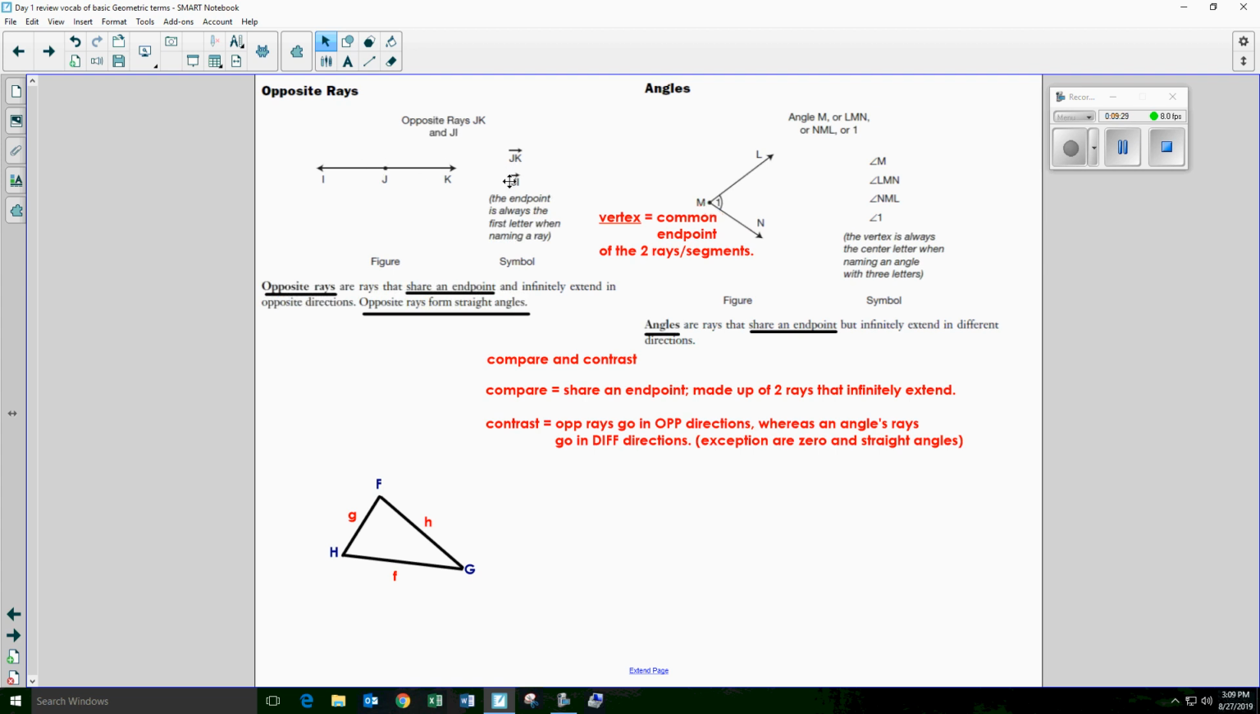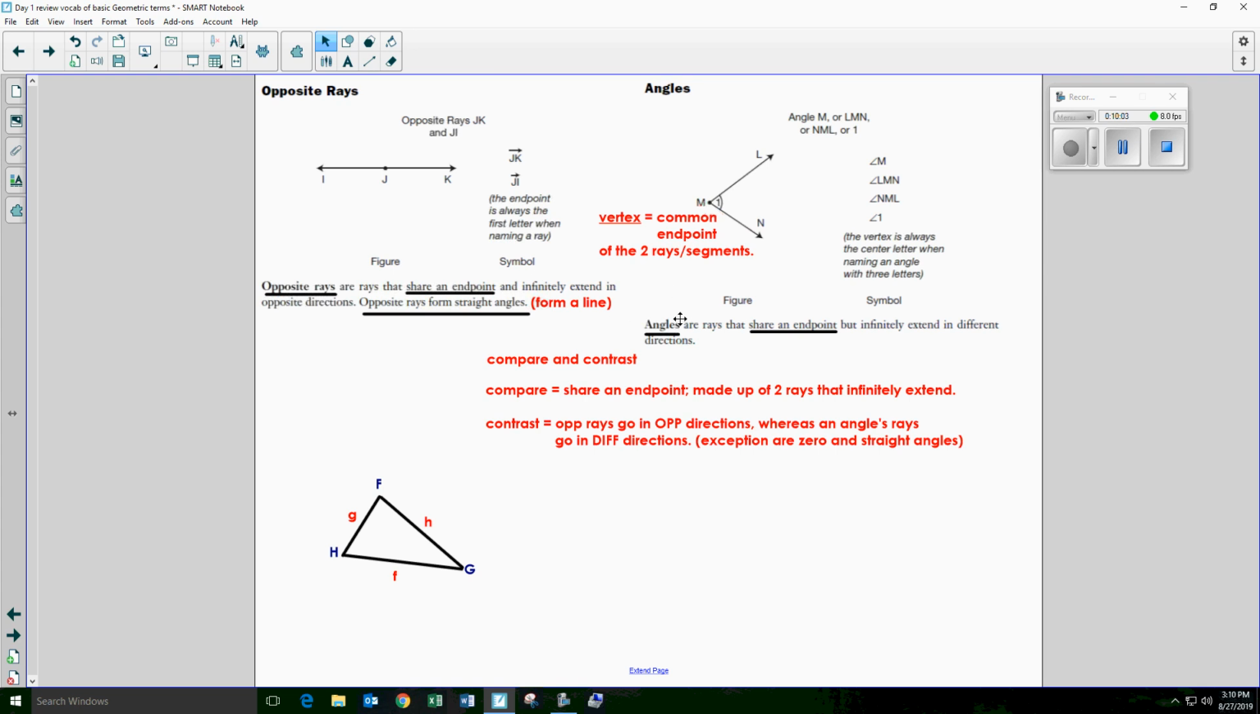Notice J and J for both endpoints here. And of course it goes on forever as a ray does. And opposite rays form straight angles. They also form a line. In most books they'll actually say they form a line, but this is a true statement that it forms a straight angle. A straight angle is 180 degrees. So any line is always 180 degrees, and that's what a straight angle is. That's 180 degrees, which means it's a line or a segment. It's flat.